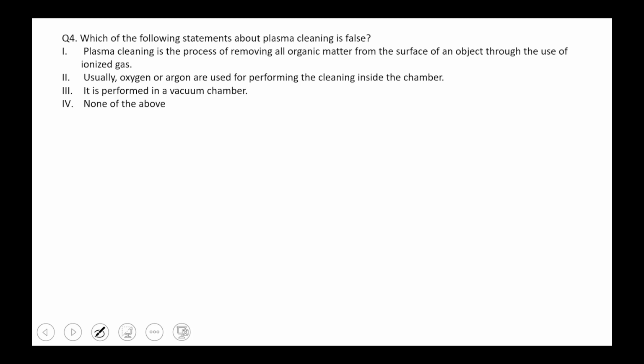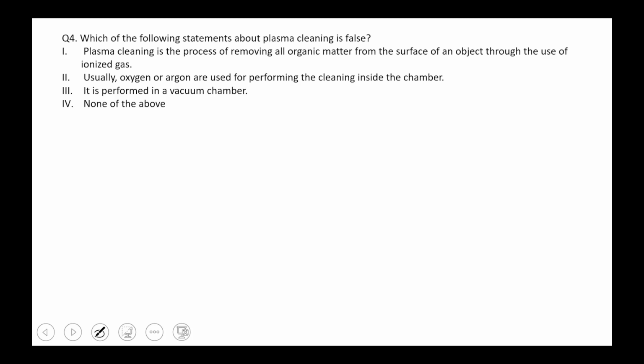What does organic mean? Organic means some types of oil or food contamination, something that dissolves easily. If there is some metal that will not react with the argon plasma, then you have to use some agent.